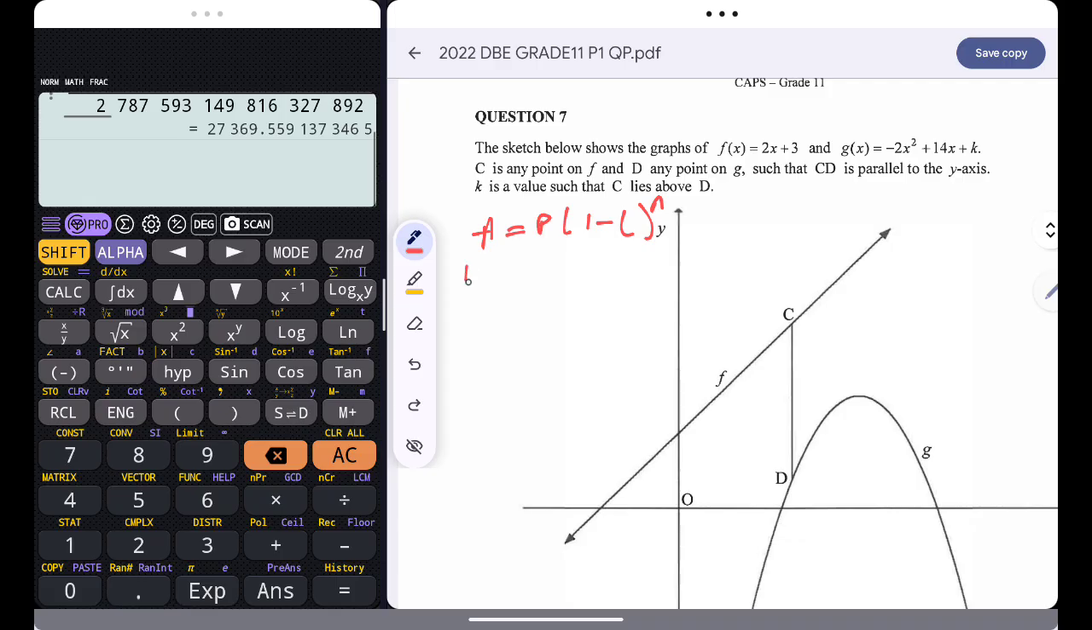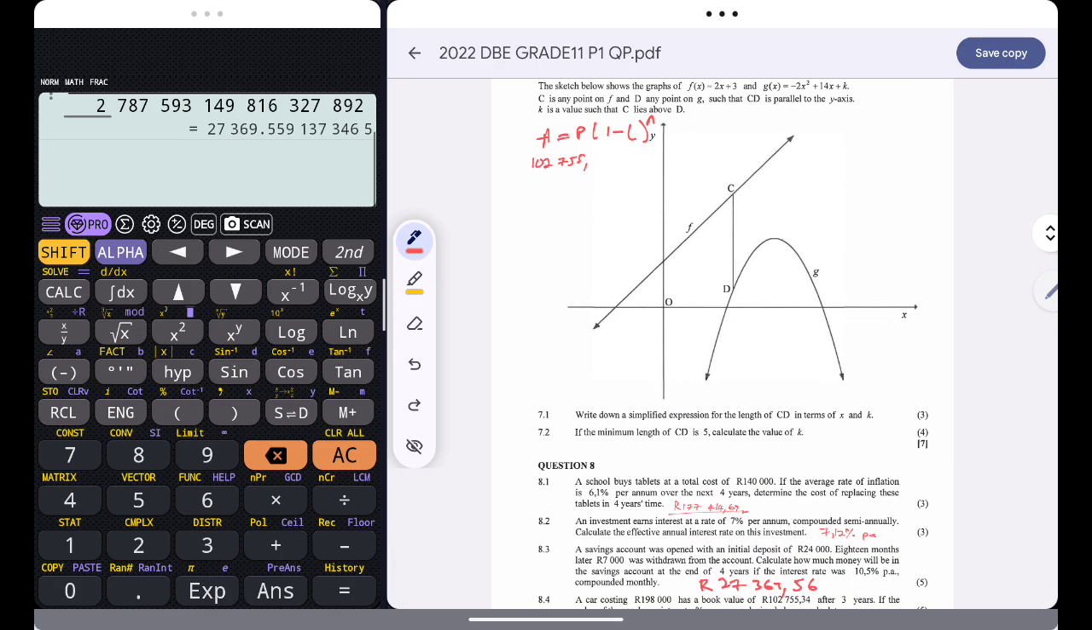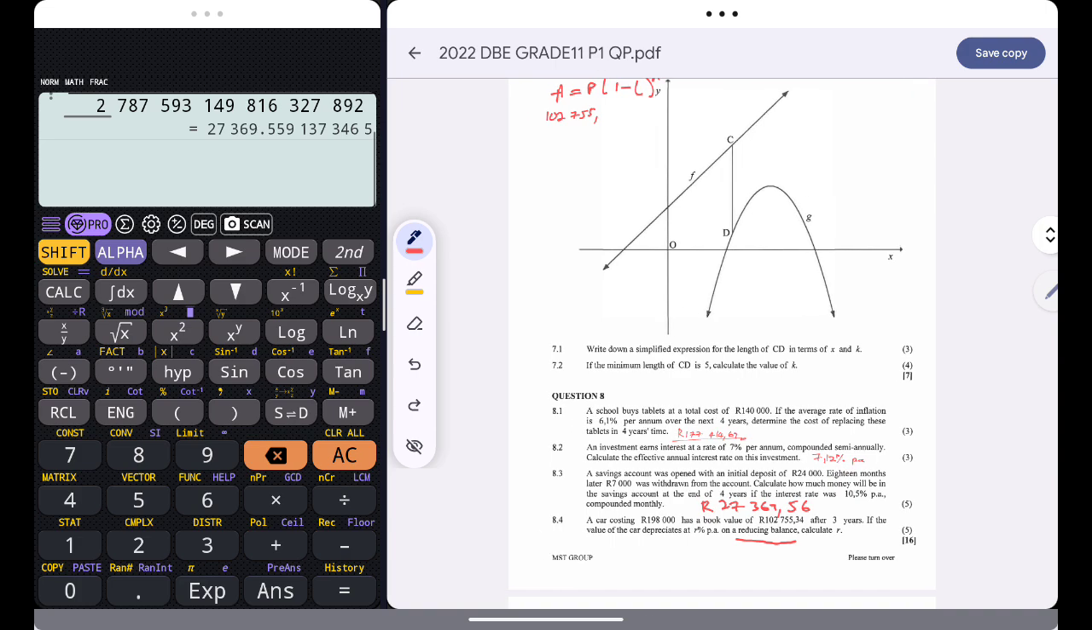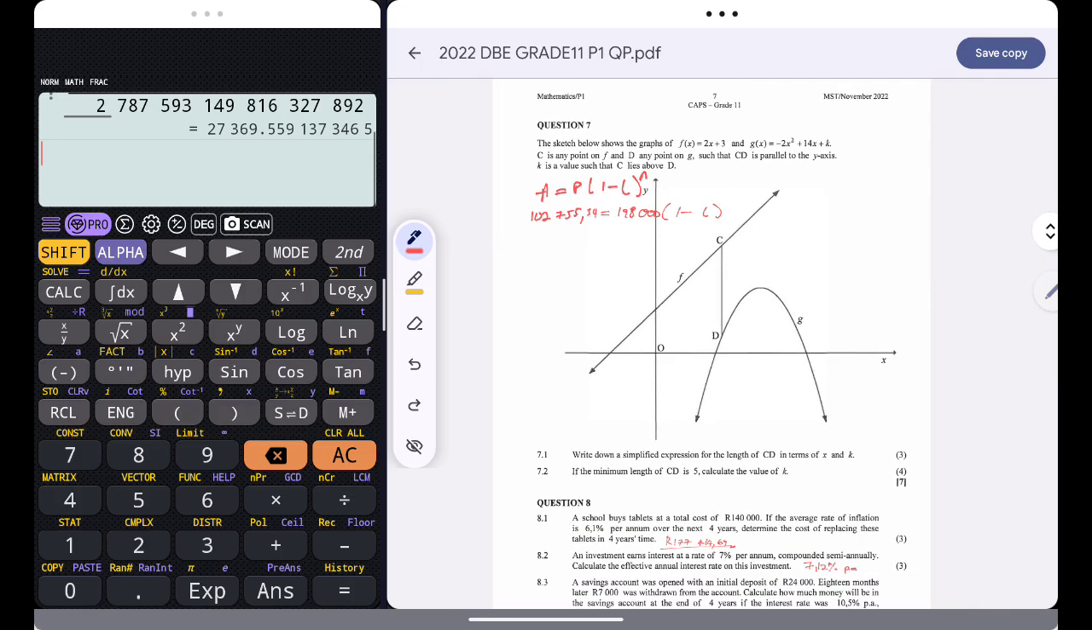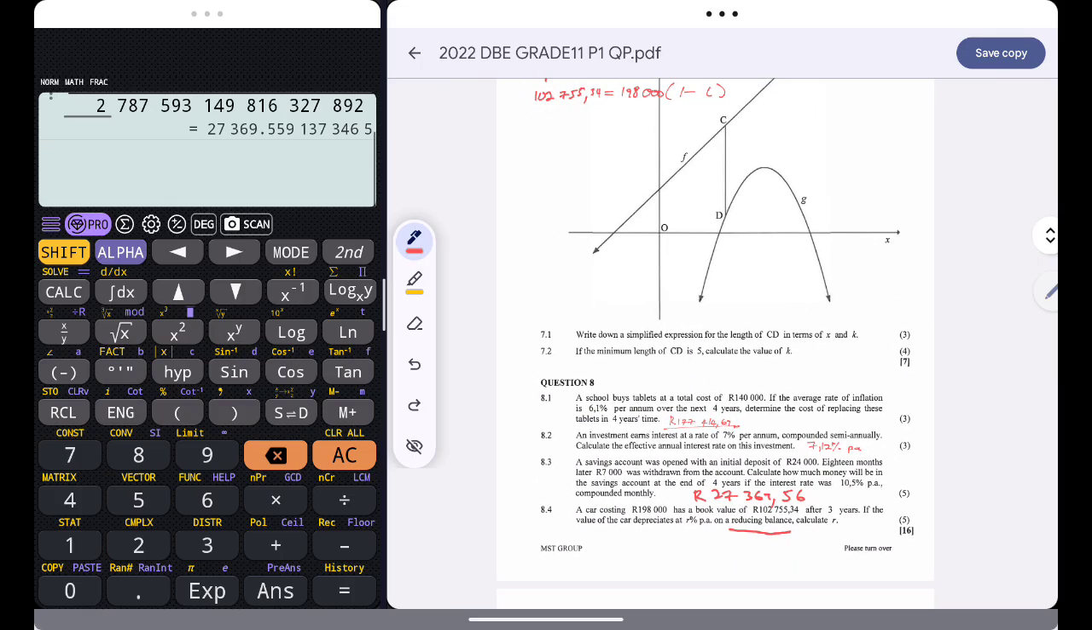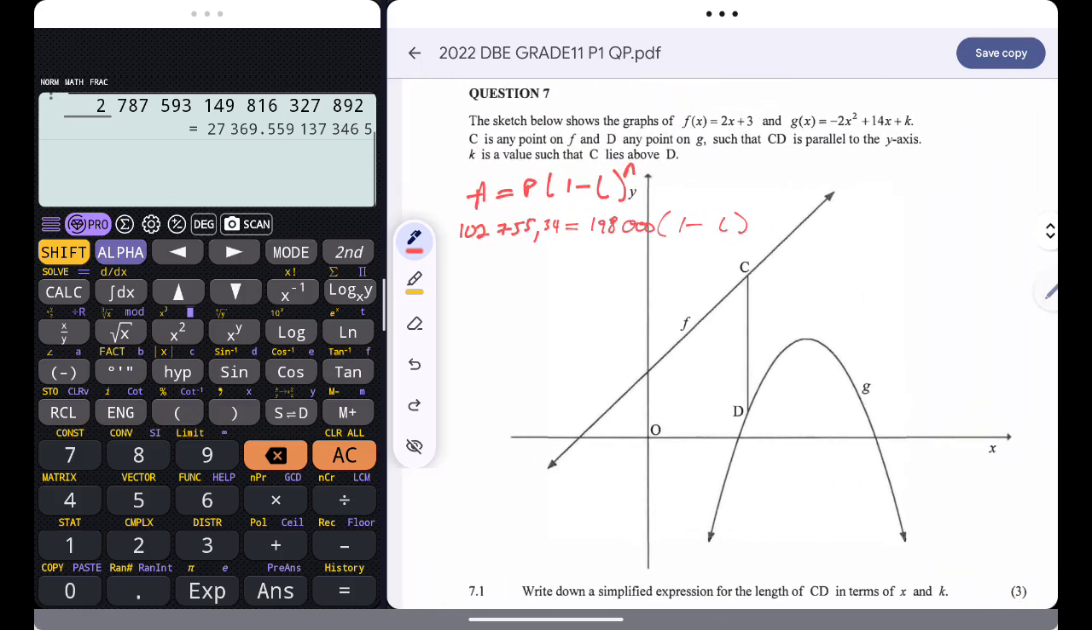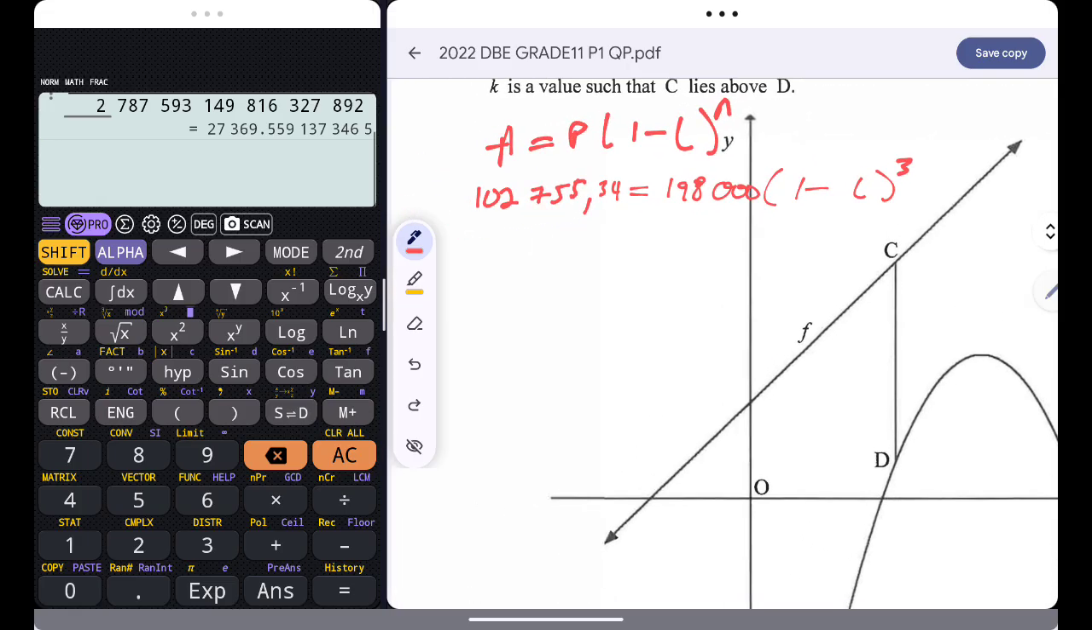The value of the car will become 102,755.34, and the principal amount of the car was 198,000, times 1 minus i to the power, they said how many years? 3 years. So I'm just supposed to find the value of i and then go and find R.